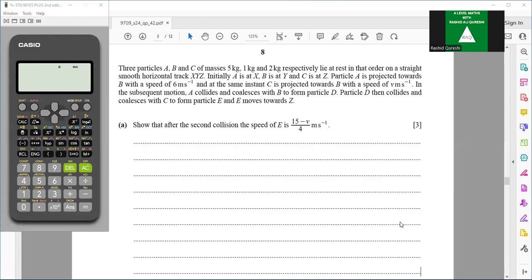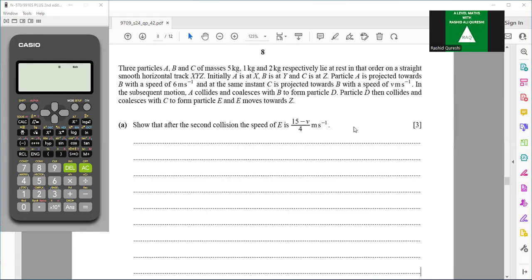Today I am going to solve a very important question, the latest past paper question. That question is Summer 24, Paper 4-2, question number 6. You can see question number 6 on the board. Three particles A, B, and C of masses 5 kilograms, 1 kilogram, and 2 kilograms respectively lie at rest in that order on a straight line.